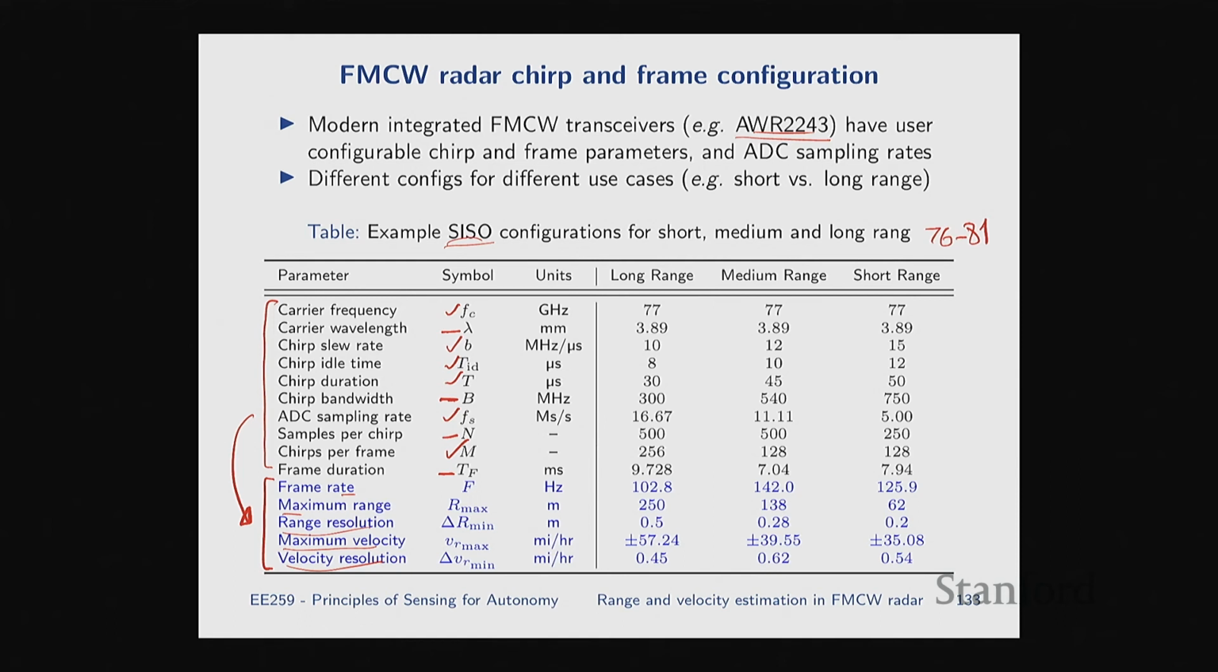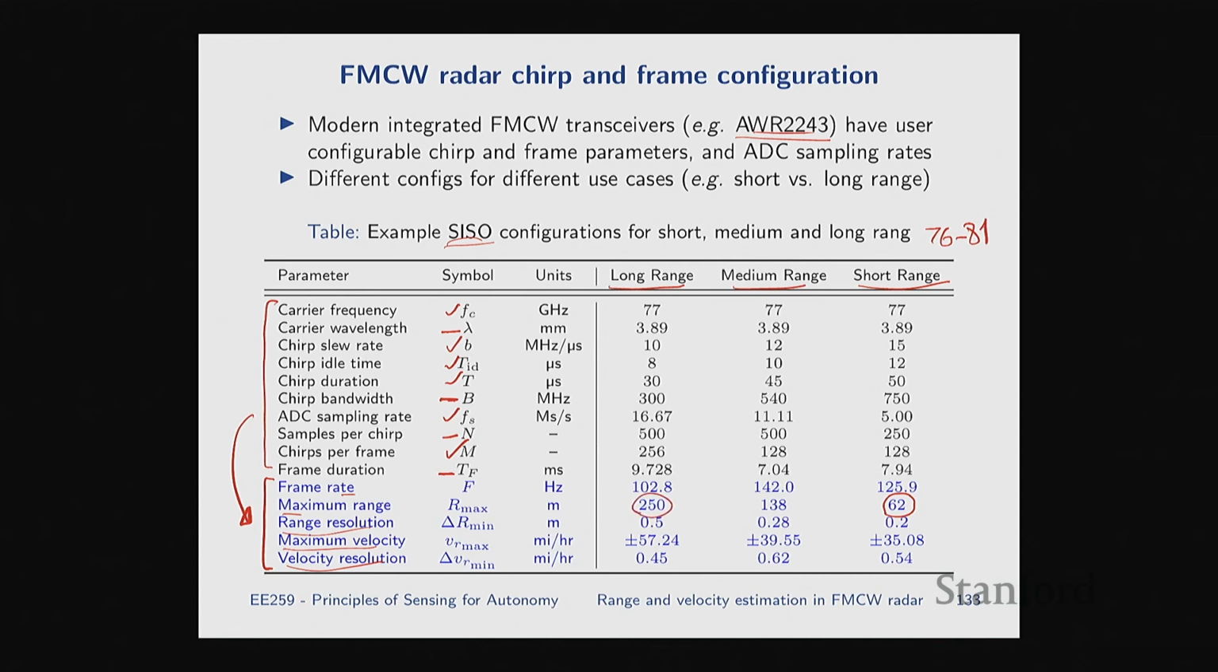So here's, for instance, 3 configurations that somebody has designed for this, and those are for a long range application, a medium range application, and a short range application. I wouldn't go through the full table, but some things should make sense. So for instance, short range, what is the maximum range? Short range sees up to 62 meters, long range sees up to 250 meters.